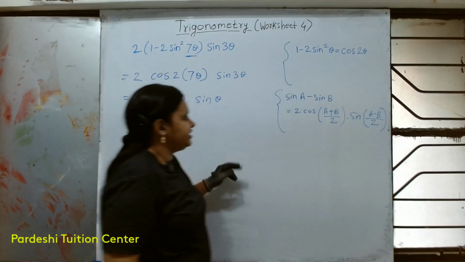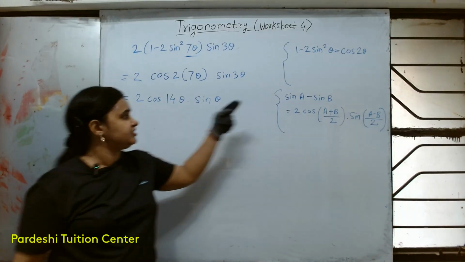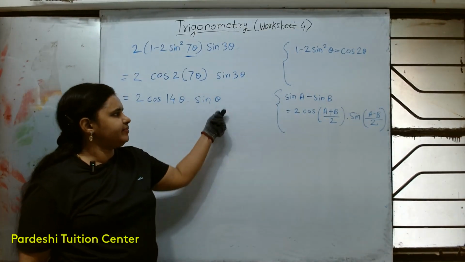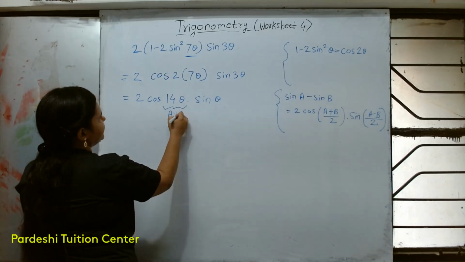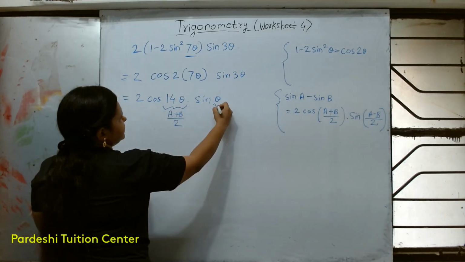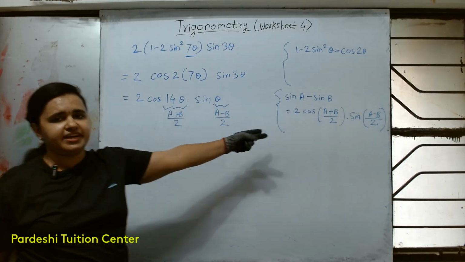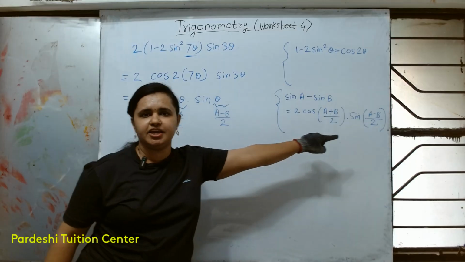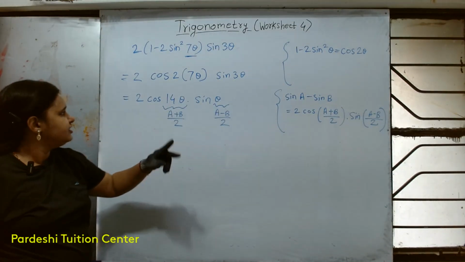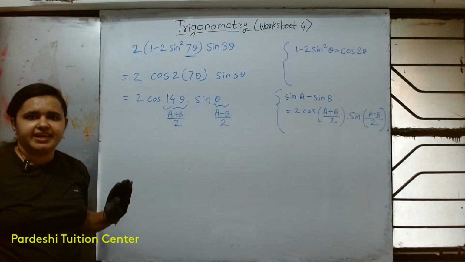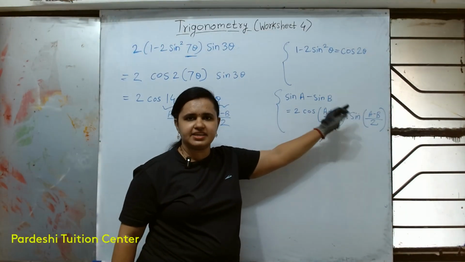Okay, it is in the form of 2 cos a plus b by 2 sin of a minus b by 2. Here 14 theta is our a plus b by 2 and theta is our a minus b by 2. So from this we can calculate a and b, so that we can write it in the form of sin a minus sin b.